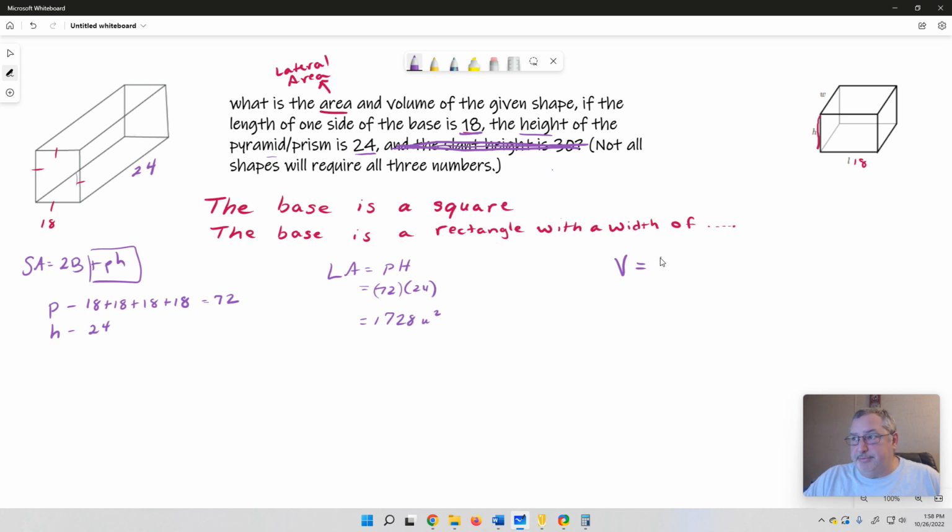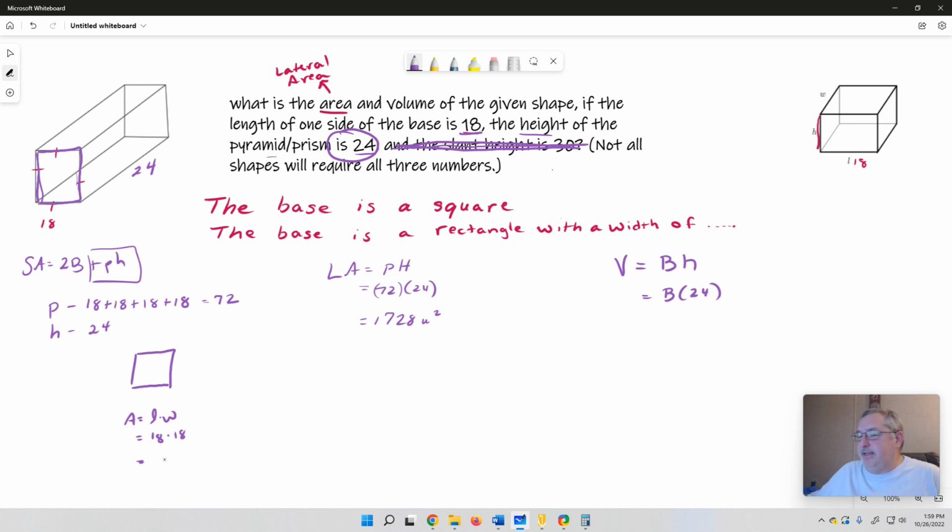Volume for any prism is the area of the base times the height of the prism. Well, again, we know the height of the prism that's given to us in the problem. So in this case, I know it's 24. I just need to find the area of the base. So again, I'm focused over here on this square. And I know that area for any rectangle, rectangles and squares being in the same family, is length times width. So in this case, it's going to be 18 times 18, since the base is all 18. We're just focused on the base for this part.